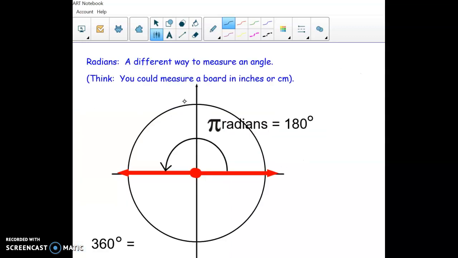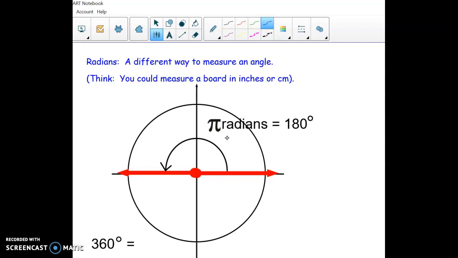Okay, so if you have a board, if you're doing a woodworking project or something, you could measure that board in both inches or centimeters, right? They both measure length. So similarly, in math class, you can measure an angle. You're used to doing degrees, but there's also another type of measurement called radians.